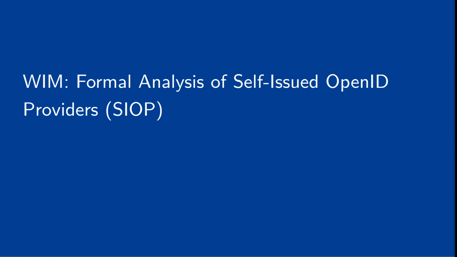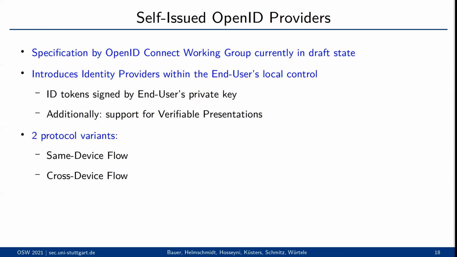Hi, so I'm doing my master thesis with the topic formal analysis of self-issued OpenID providers. And for this, I'll first give a quick introduction to what self-issued OpenID providers are. First, it's a specification by the OpenID Connect working group, which is currently in draft state. And it extends OpenID Connect by identity providers that are in the end user's local control. So instead of a trusted IDP, ID tokens now are signed by the end user's private credentials.